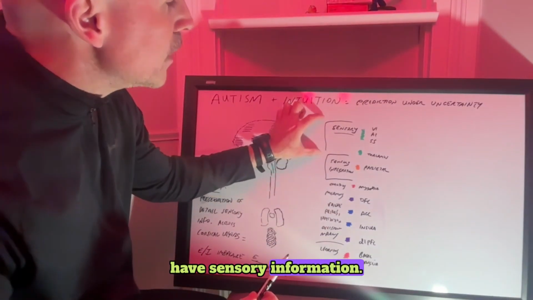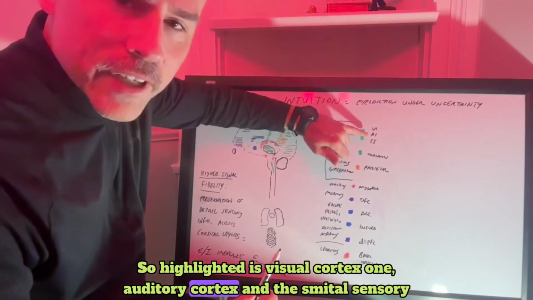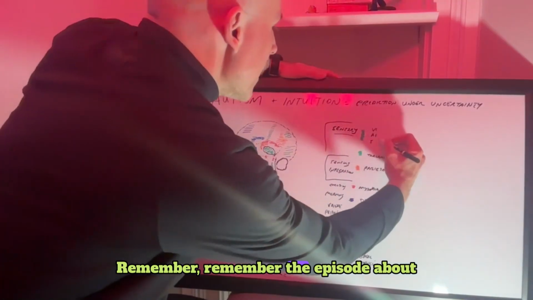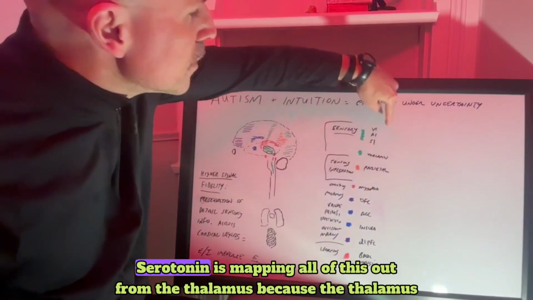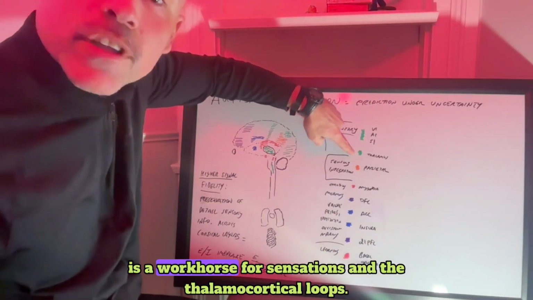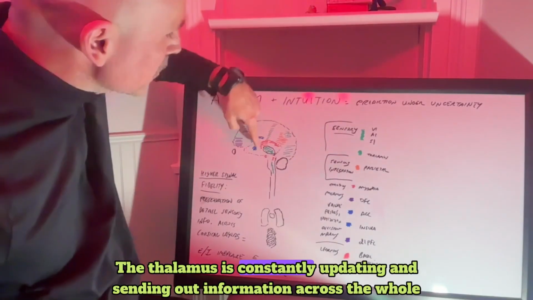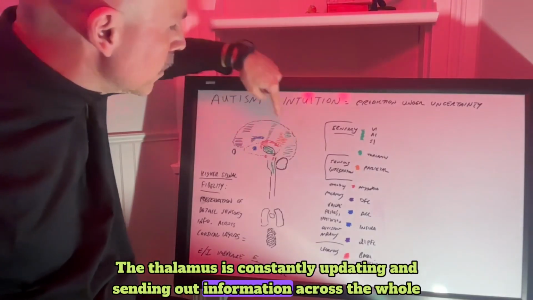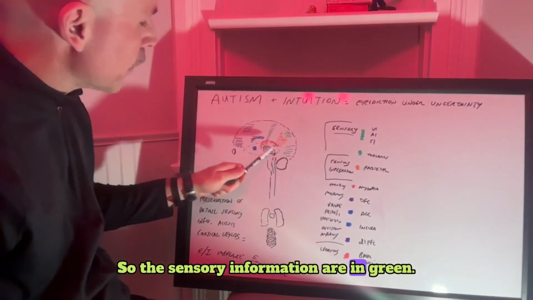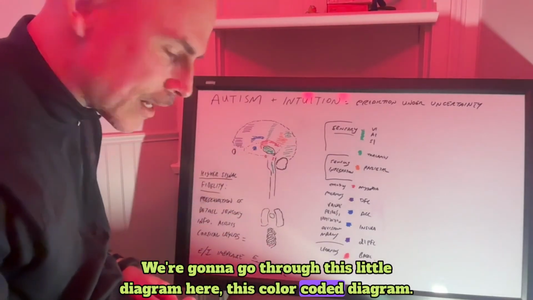And we have sensory information, highlighted as visual cortex 1, auditory cortex, and the somatosensory cortex. Remember the episode about serotonin. Serotonin is mapping all of this out from the thalamus, because the thalamus is a workhorse for sensations and the thalamocortical loops. The thalamus is constantly updating and sending out information across the whole brain. It's a workhorse. So the sensory information is in green. We're going to go through this color-coded diagram here.